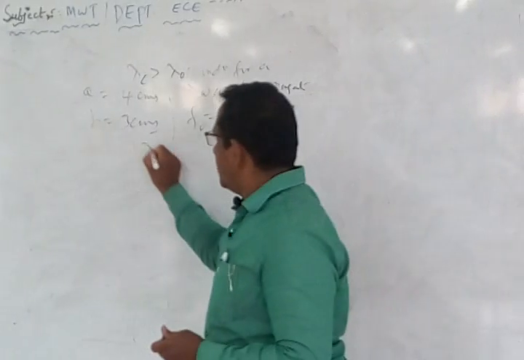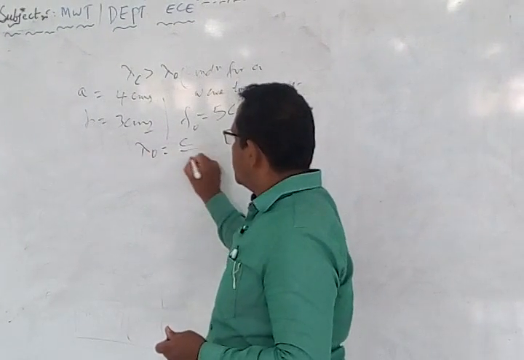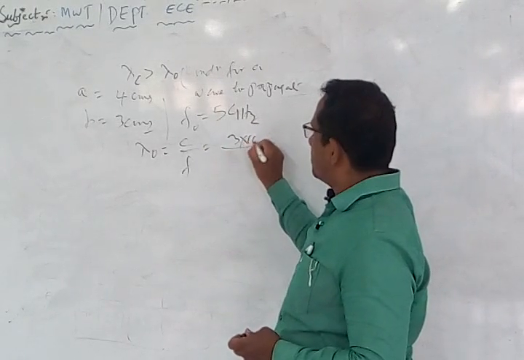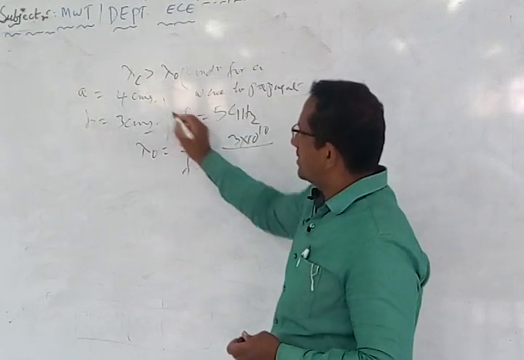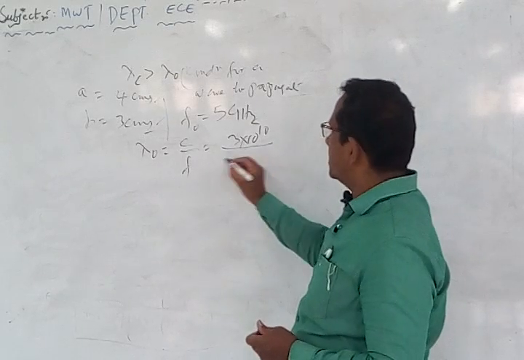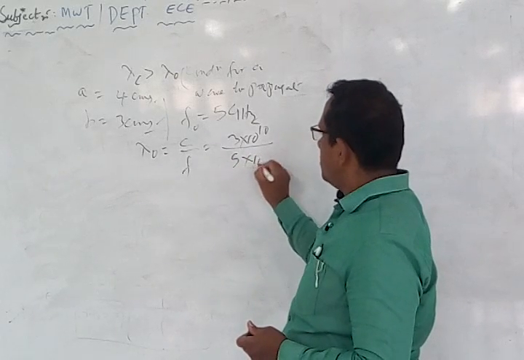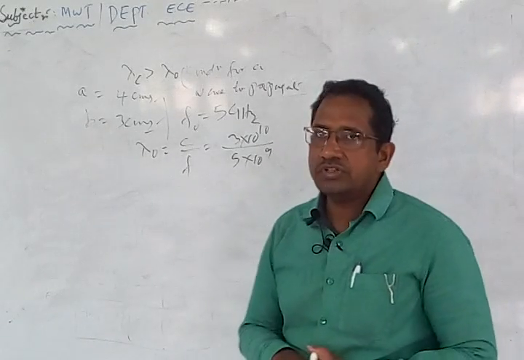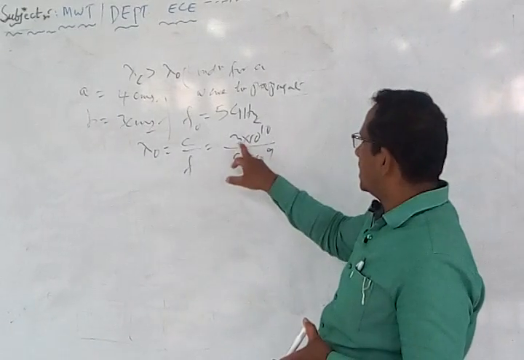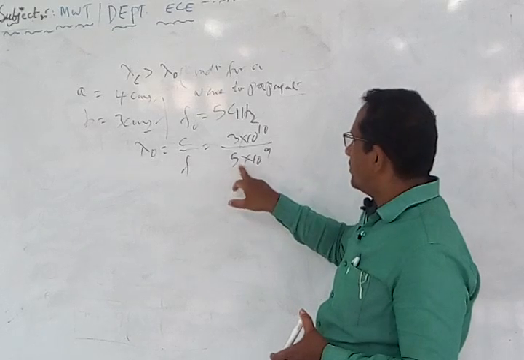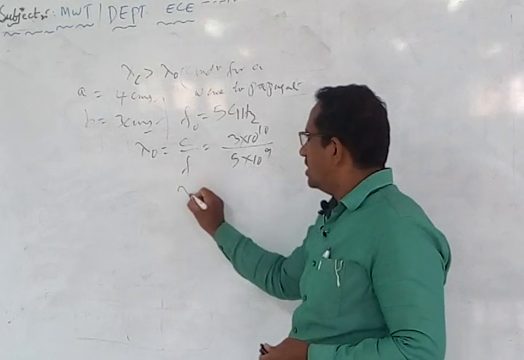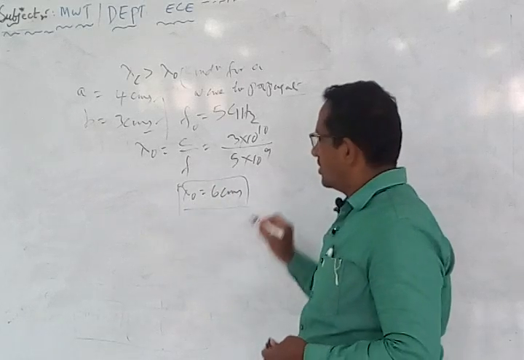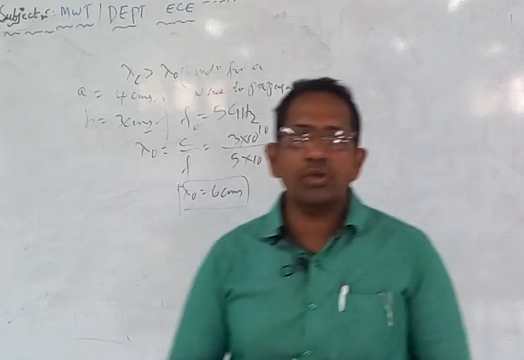First of all, find the value of lambda naught, which is simply C by F. C is equal to 3 into 10 power 10, because all the parameters are in centimeters, we convert this to centimeters. F is equal to 5 into 10 power 9. So it is 30 by 5, and we get lambda naught equal to 6 centimeters.